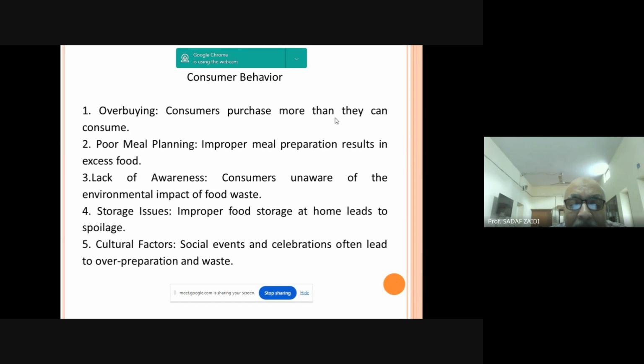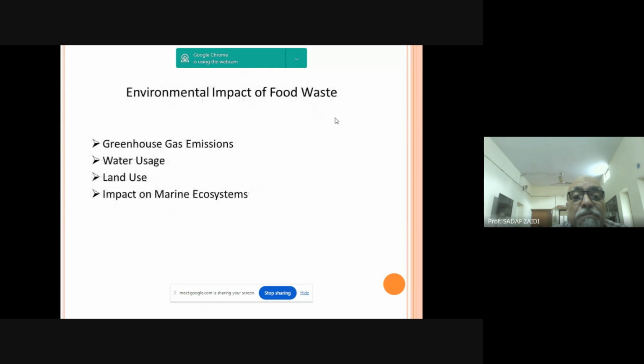Then cultural factors, social events and celebrations often lead to over preparation and waste, especially in India, where we have huge functions on marriage and other social functions. तो उस पे हम बहुत ज्यादा ओवर प्रिपरेशन कर लेते हैं and that leads to waste.